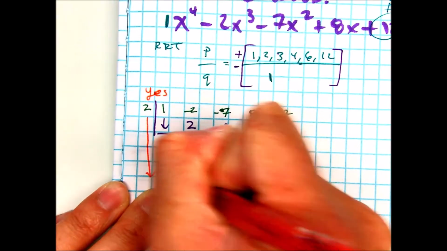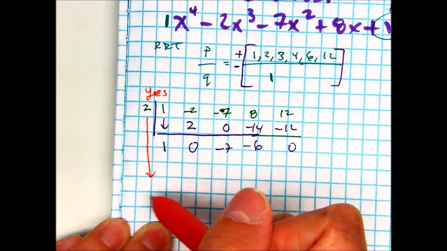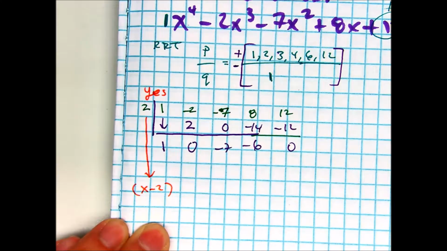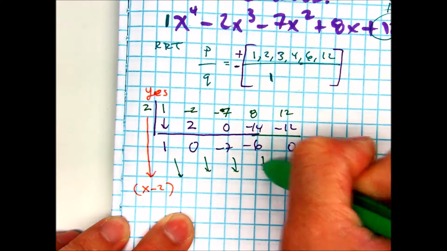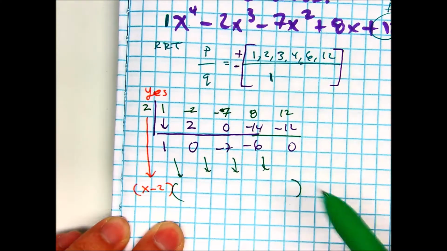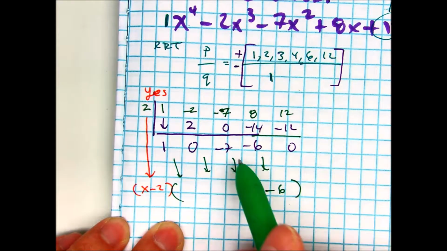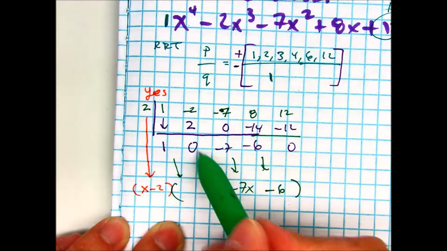Class, when x is equal to 2, what is a binomial? X minus 2. What do these numbers mean? Start over here. Negative 6 minus 7x. I don't need that one, right?